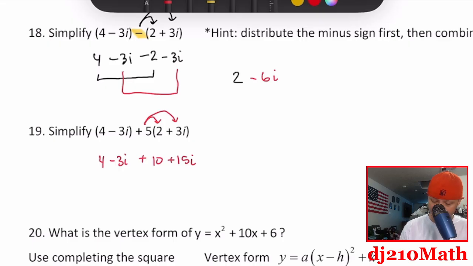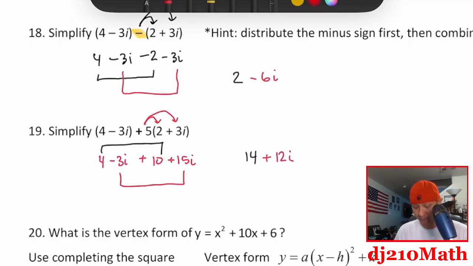All right, let's combine some things. What are alike here? Whole numbers. 4 plus 10, 14. Negative 3 plus 15. So negative 3 plus 15, basically 15 take away 3, positive 12i.